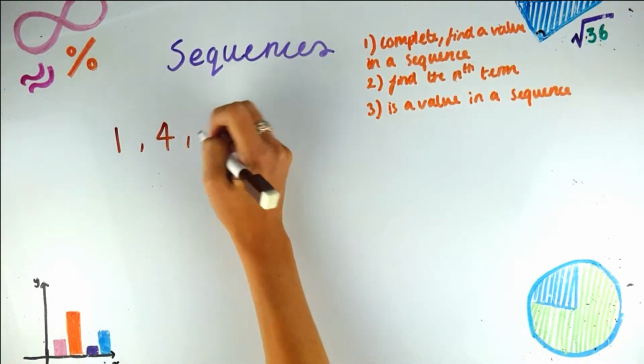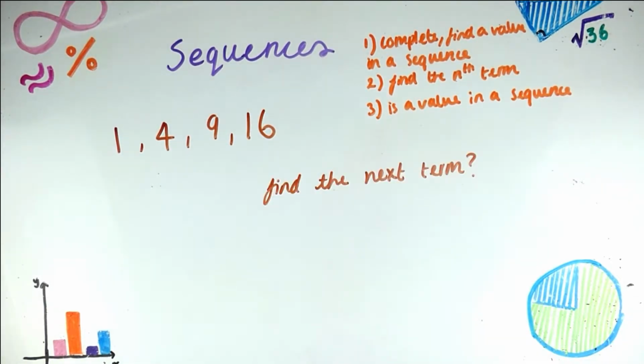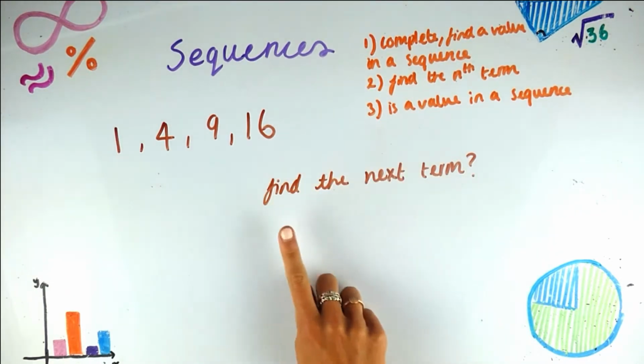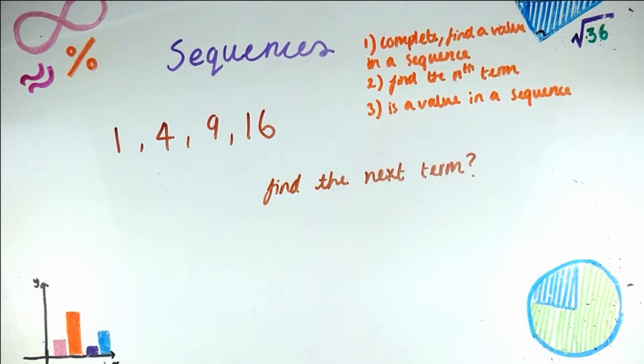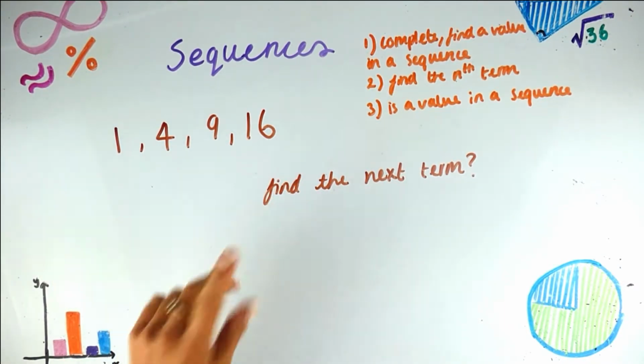1, 4, 9, 16. Okay, so this is a classic example of a number 1 situation, complete or find a value. So it's saying find the next term. So we've been given a sequence 1, 4, 9, 16, and we want the next term.